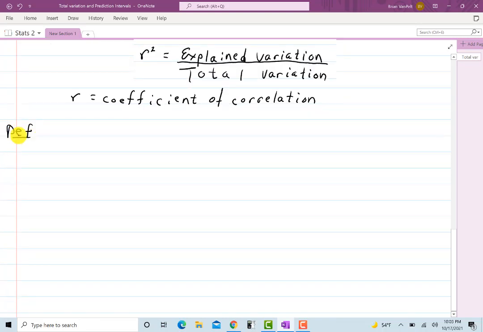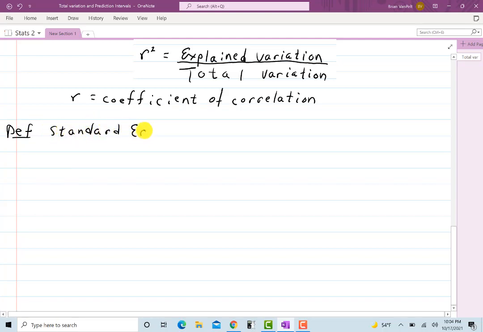Next, we have a definition. The standard error of estimate that we denote by S subscript E, and that follows this format.